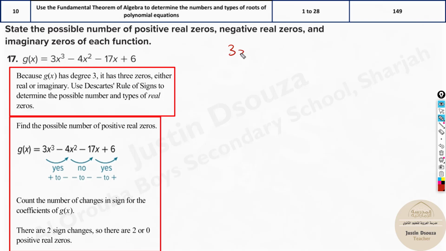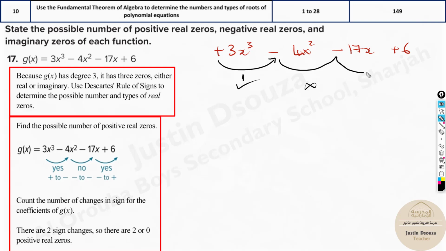Let me write this: 3x cubed minus 4x squared minus 17x plus 6. This was plus. Now what is happening here? You can see it is plus, and then minus, so there is one sign change. I'll write 1. From minus to minus, no, there is no sign change. And again from minus to plus, second sign change, yes.